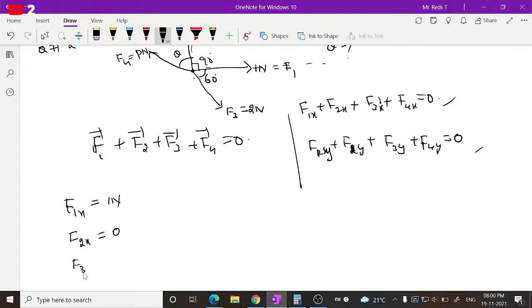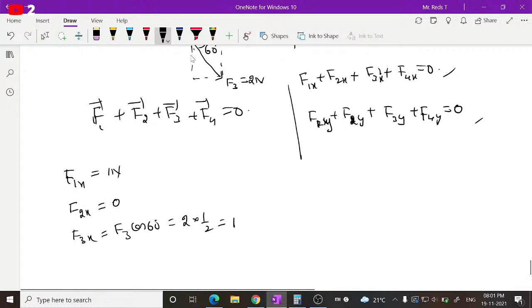Then f3x. The third vector is making an angle of 60 with the x-axis, so if you resolve this, you get x and y components. The x component f3x is f3 cos 60, and f3 is 2, so 2 cos 60 is what? Cos 60 is 1 by 2, so 2 into 1 by 2 is equal to 1. And f2x is 0, because it is acting only along the y-axis, so its x component will be 0.